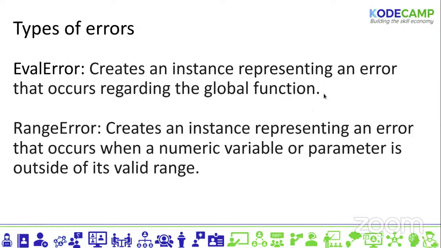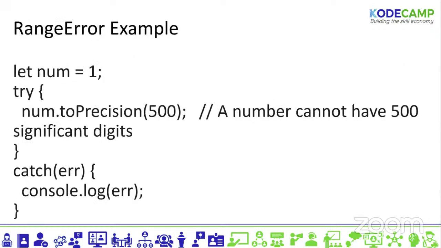Then we look at RangeError. RangeError creates an instance representing an error that occurs when a numeric value, variable or parameter is outside of its valid range. Let's see an example of that RangeError. A number cannot have 500 significant digits, so this is going to result in a RangeError.